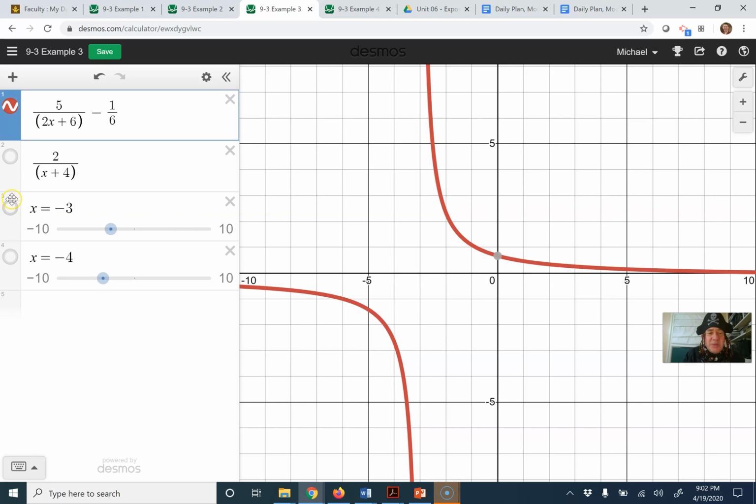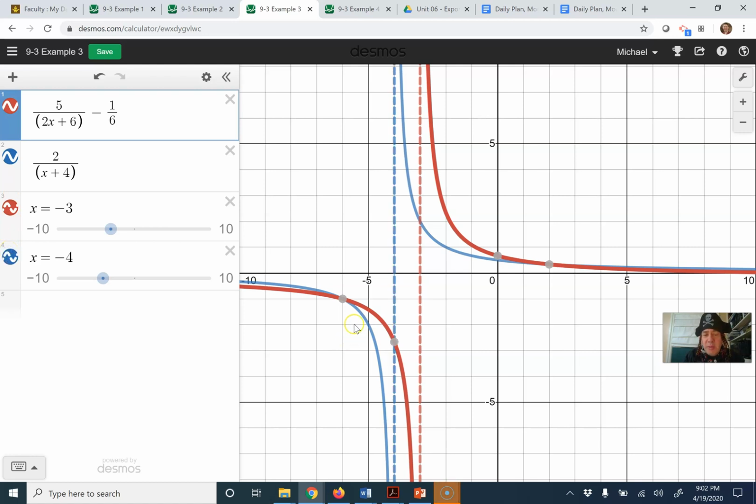And here's the asymptote. x cannot be negative 3. The right-hand side of the equation was 2 over x plus 4. And lo and behold, it's got its asymptote. There are two places where they intersect. They intersect at negative 6, where y is 1, but that doesn't have any meaning in the original question. And they intersect at x equals 2, which was indeed the set of solutions that we found.